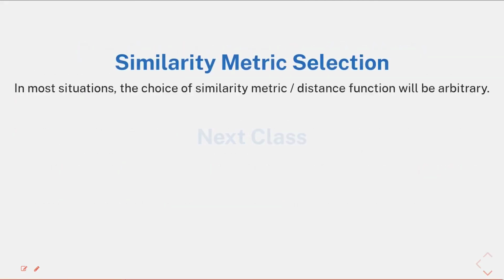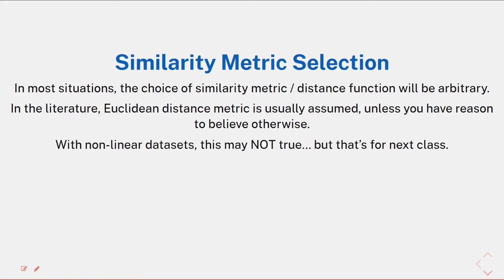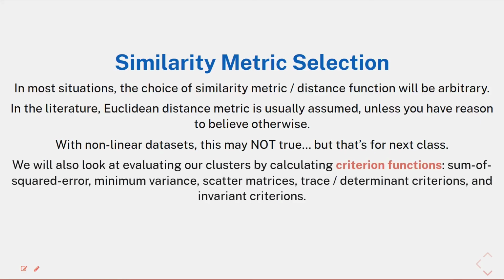So in the next lecture, we're essentially going to start talking about how to evaluate and how we choose our similarity metrics and our distance functions. In the literature, the Euclidean distance metric is usually assumed. So if you're trying to figure out cluster distances, you typically go with the Euclidean distance. But with nonlinear data sets, this may not be true. And that's what we'll talk about in the next class.